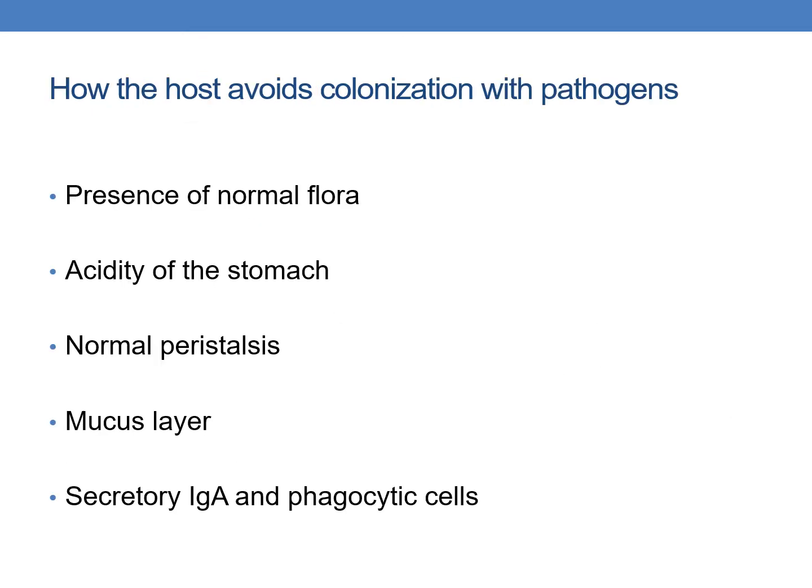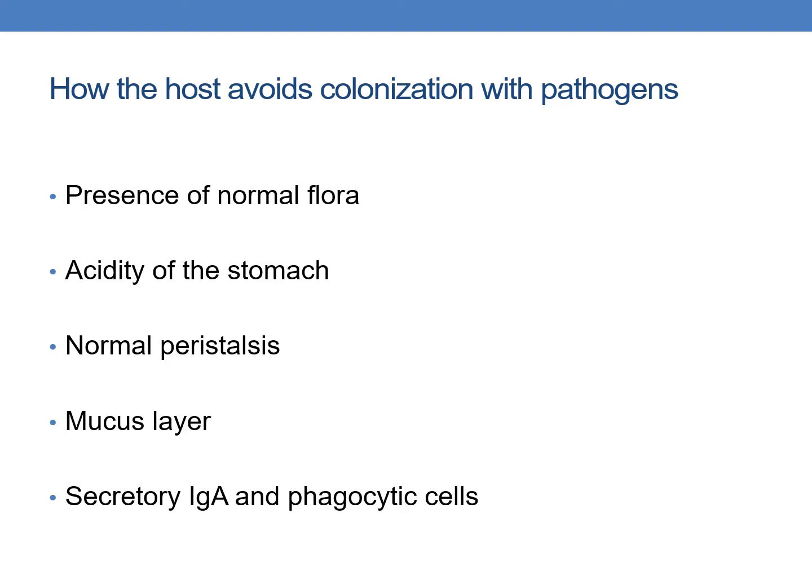So you might be asking yourself, how does our patient avoid being colonized with enteric pathogens? Well, for one, we have the presence of normal flora, and normal flora competes with pathogens for nutrients. We have the acidity of the stomach. The pH of the stomach is too hostile for most organisms. Shigella, however, can survive the pH of the stomach.